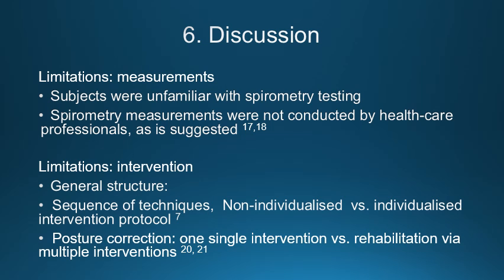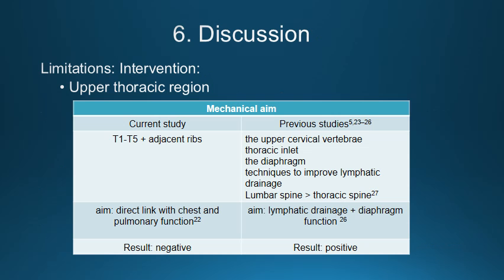The spirometry proved to complicate this research. Most subjects were unfamiliar with the spirometry process and it was conducted by students. The general structure of the intervention protocol could have had adverse effects on the hypothesized outcome. The intervention consisted of a sequence of techniques which were non-individualized. Furthermore, it is unlikely that a single intervention could be sufficient for a posture correction. Previous studies consisting of rehabilitation exercises over longer periods of time proved to be effective.